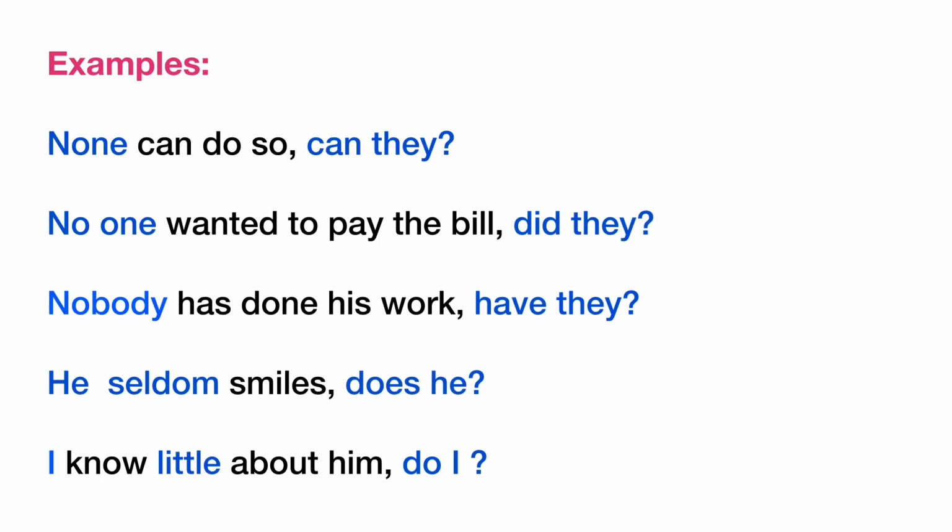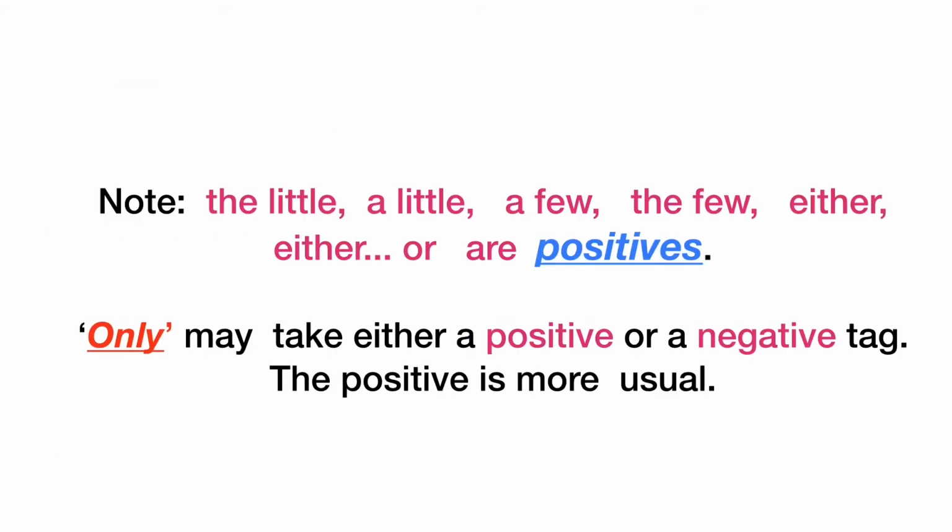Next, he seldom smiles. This is negative statement. Seldom means not very often. Equal to no. So the question tag will be positive. Does he? Next, I know little about him. Little also makes the statement negative. That's why the question tag is positive. I know little about him. Do I? Question mark.